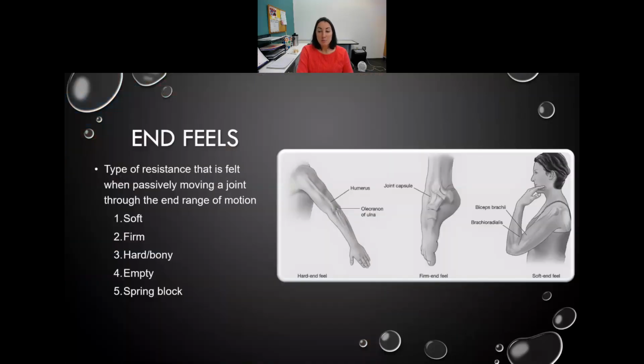Infills, that's where this all comes in. Infill is the type of resistance that is felt when passively moving a joint through the end range of motion. So if it's my elbow and I just move it all the way to the end, at some point there is a stop. And I assess and say, how does that stop feel? And depending on how it feels can give me some insight to what is stopping that. So the infills that are most commonly used are soft, firm, hard, which can also be called bony, empty, or spring block. And we'll go through each of those.